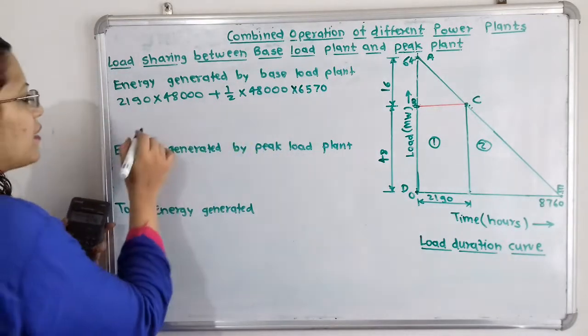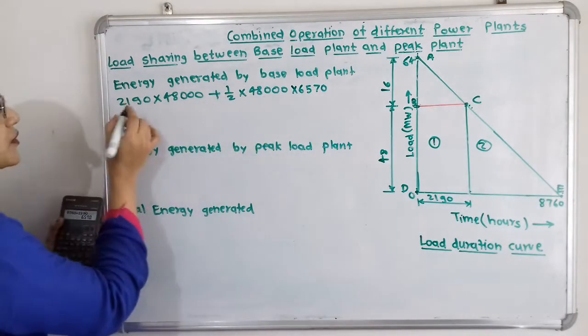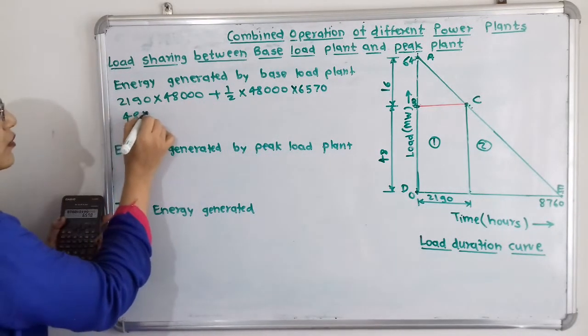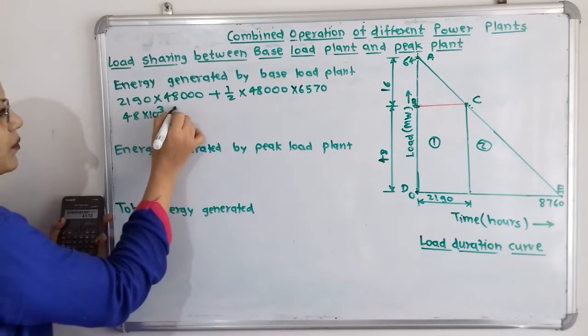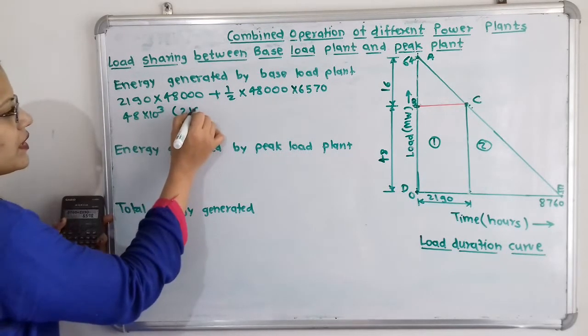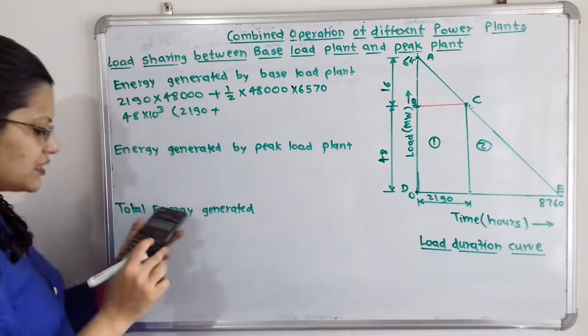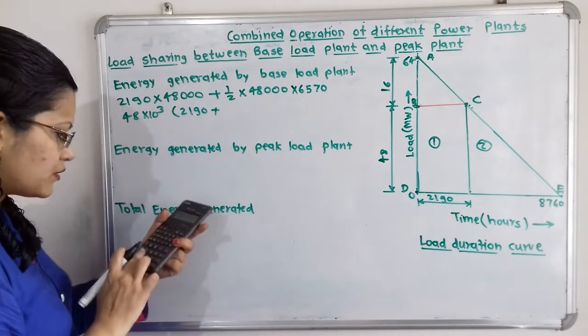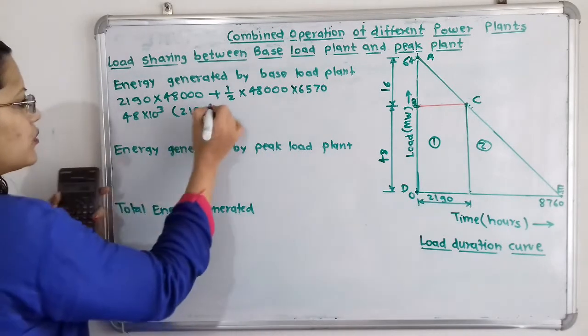Now we will calculate this. If we observe, we can take 48 into 10 raised to 3 as common, then 2190 plus 6570 divided by 2, that is 3285.